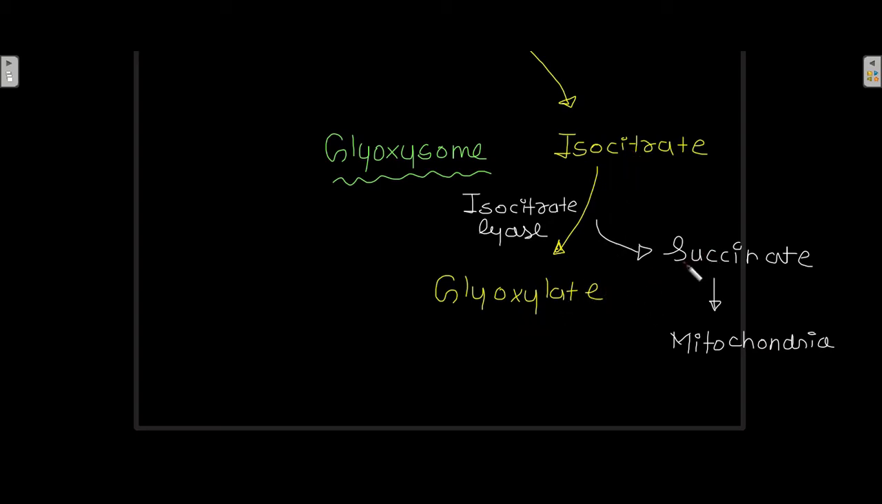The succinate which is released in this reaction then goes into the mitochondria, and we saw in mitochondria it gets converted into malate, and that has two fates that we saw. Okay, so this is how the succinate is getting released in this reaction from glyoxysome.